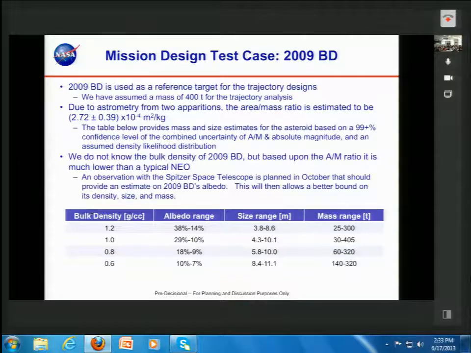And this mass appears to be more than what we are currently calculating the asteroid mass to be, based upon an area to mass ratio. So 2009 BD has been near the Earth in 2009 and again in 2011. And during those times, they were able to take astrometry of the asteroid. And that's basically taking images of the asteroid against the star background.